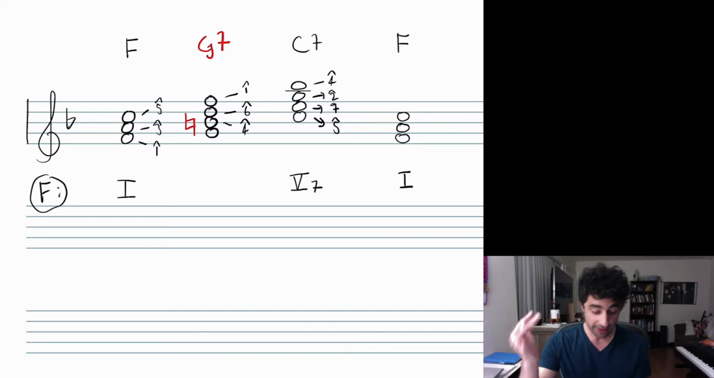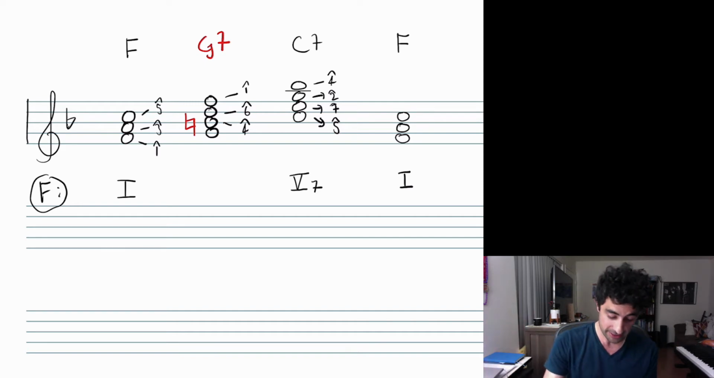Some students, when they're learning about this, would mark this as a 2. They would just call it, oh, the root is G, that is the second scale degree. This is a major 2/7.